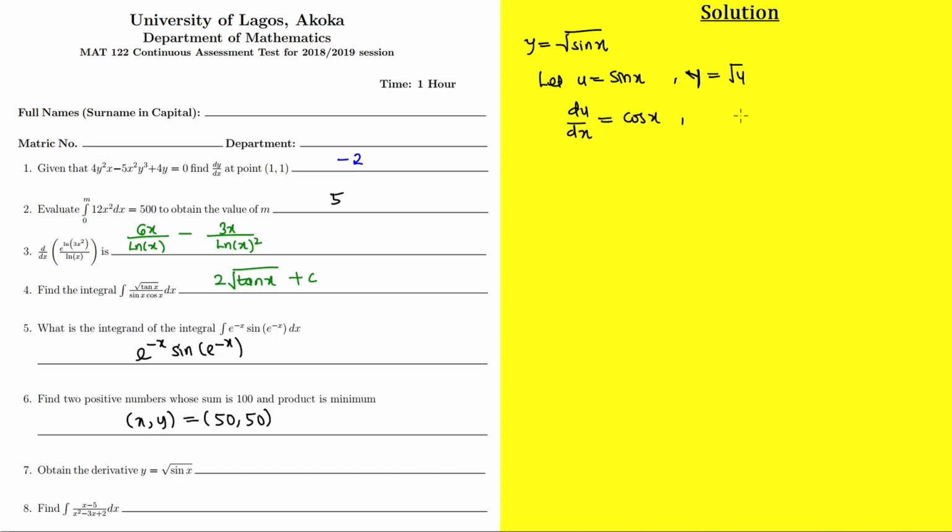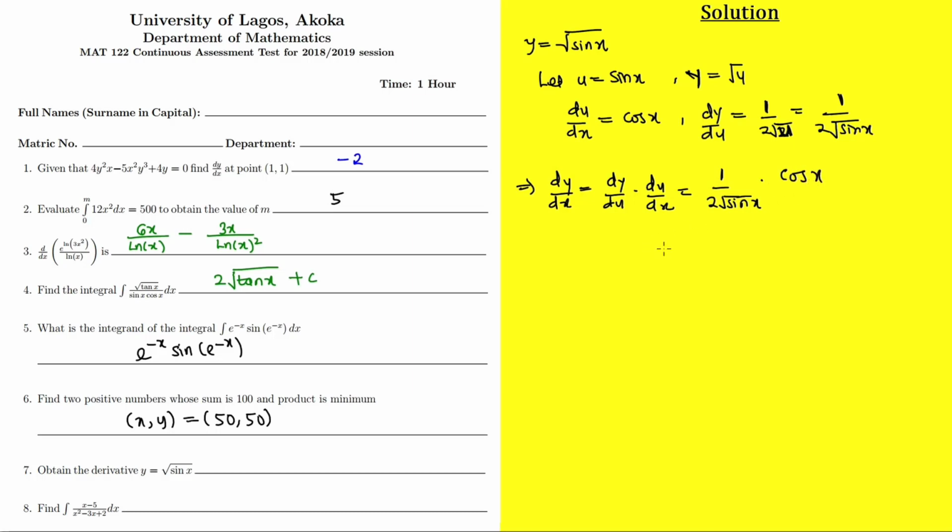cos x. Not only that, if we differentiate y with respect to u, we are going to have 1 over 2 square root of u, which is the same thing as 1 over 2 square root of sine x. So by chain rule, our dy dx is dy du times du dx. Our dy du is 1 over 2 square root of sine x, and our du dx is just cos x. So our answer is going to be cos x over 2 square root of sine x.